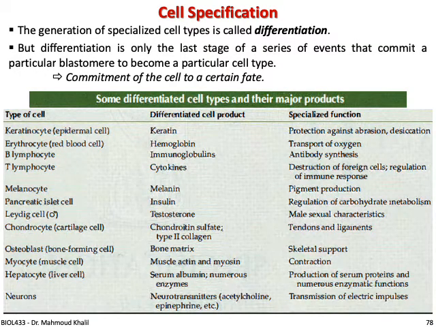We'll talk now about cell specification, a process that happens once gastrulation is forming, and it's the generation of a specialized cell type, and this one as well is called differentiation. This differentiation is the last stage of a series of events that make the cell particularly committed to a certain fate. And this table, just for knowledge, shows the type of cell, its differentiated product and its specialized function.